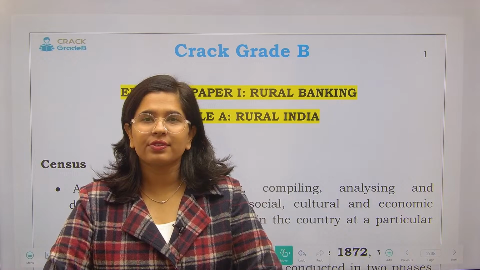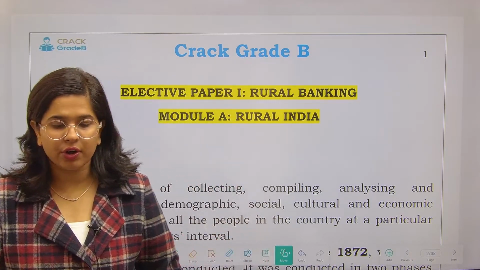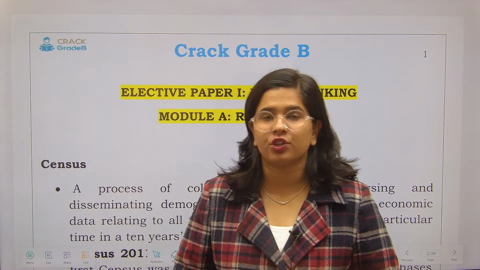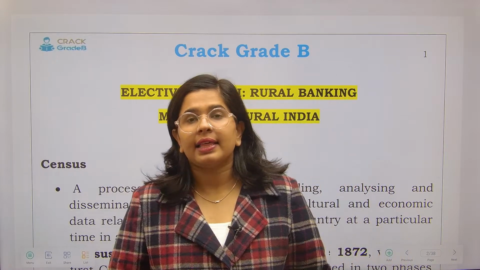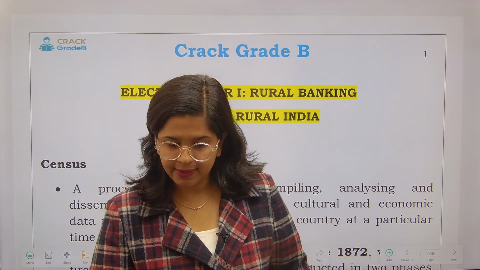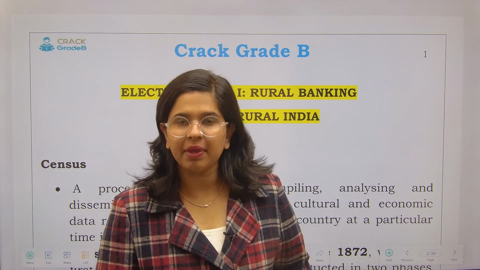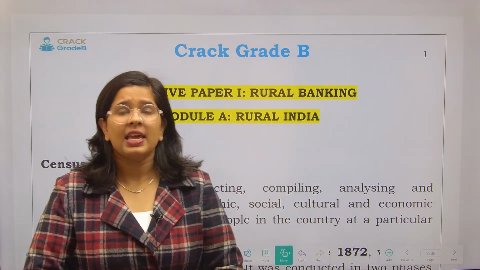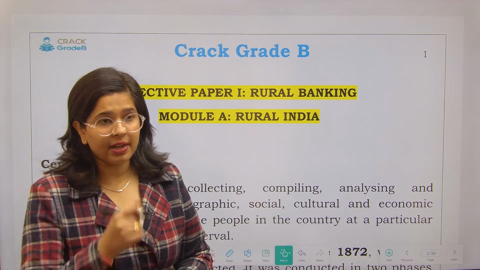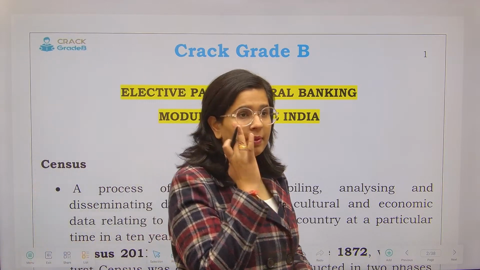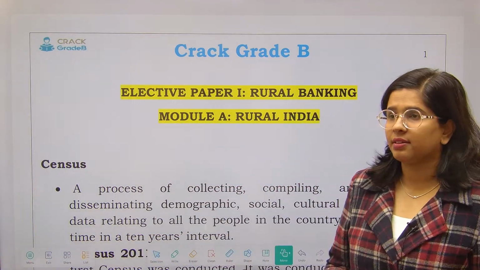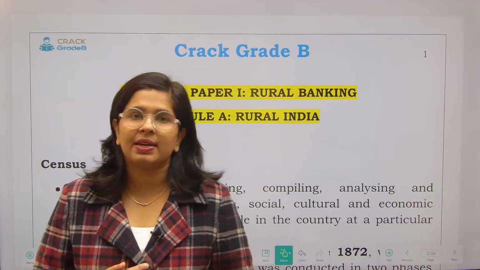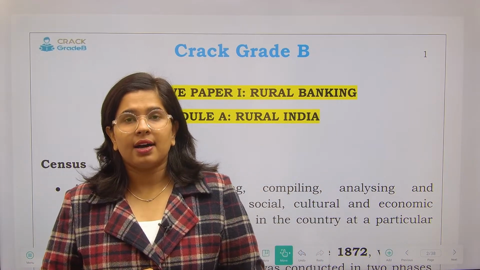So today we are going to start a crash course on your elective paper, that is rural banking, and we'll be conducting a session on module A that talks about rural India, right? So in rural India we have to talk about a lot of things like population, literacy, your agriculture census, right? Your economic census, where we'll be talking about the manufacturing sector, its urban as well as rural expanse. So all of these things we'll be discussing in this particular session.